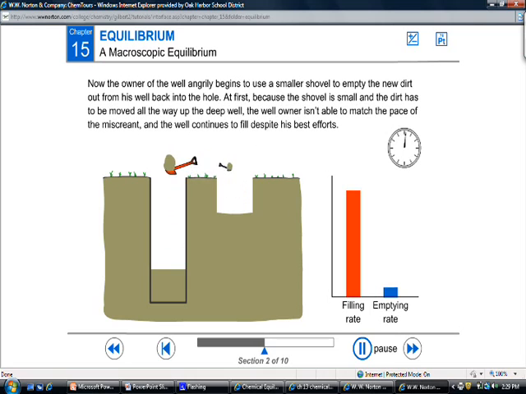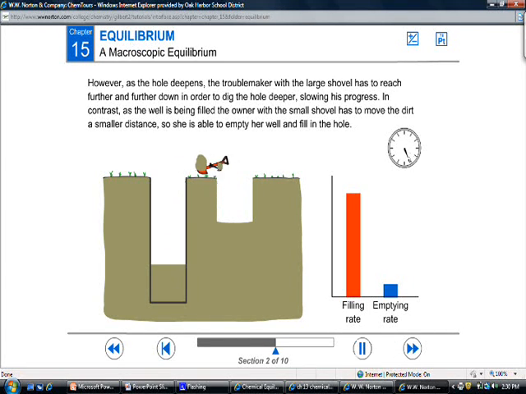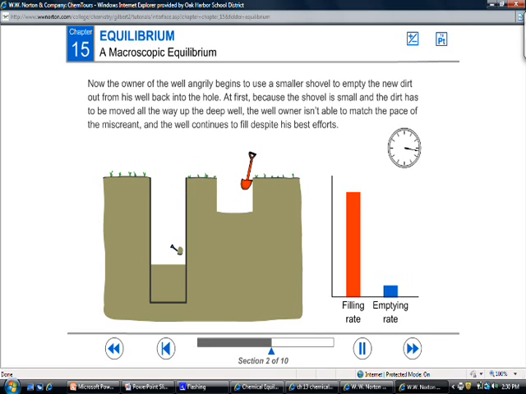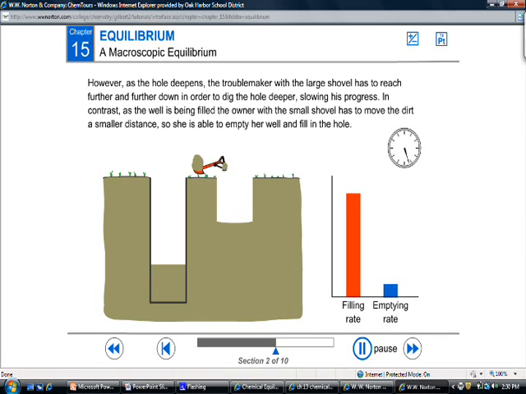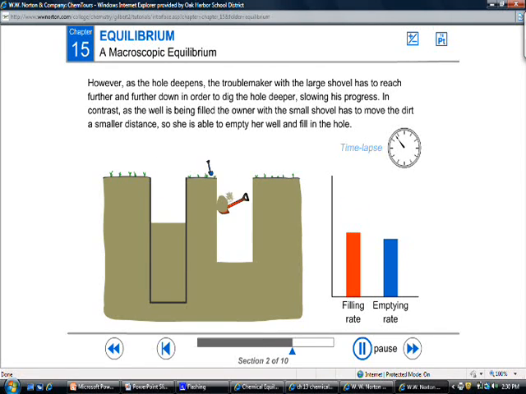At first, because the shovel is small and the dirt has to be moved all the way up from the deep well, the well owner isn't able to match the pace of the miscreant, and the well continues to fill despite his best efforts. However, as the hole deepens, the troublemaker with the large shovel has to reach further and further down into the hole to dig the hole deeper, slowing the progress.